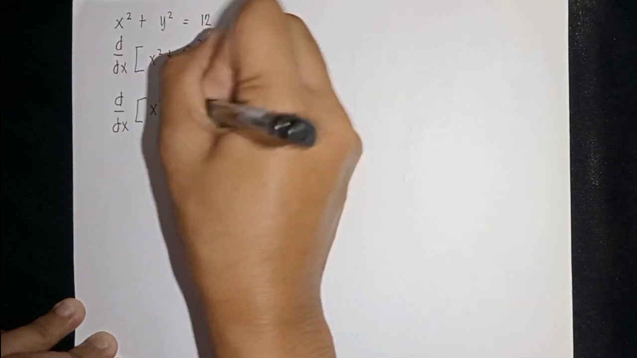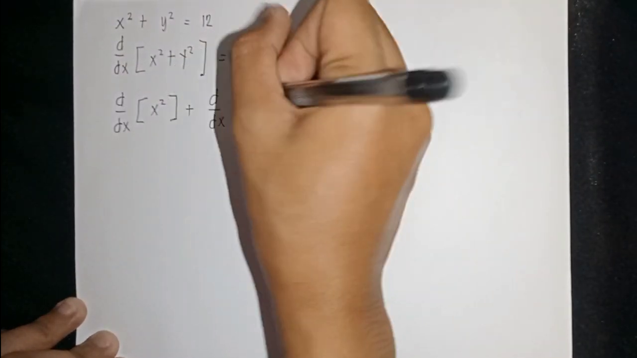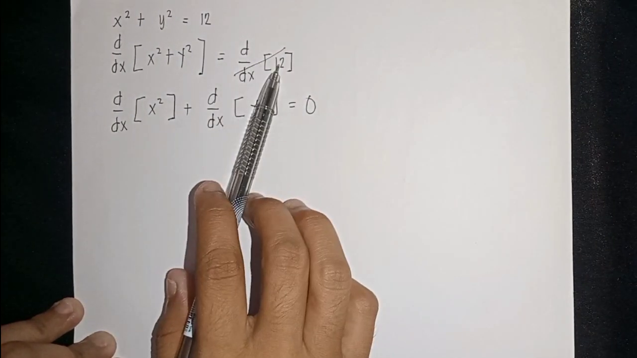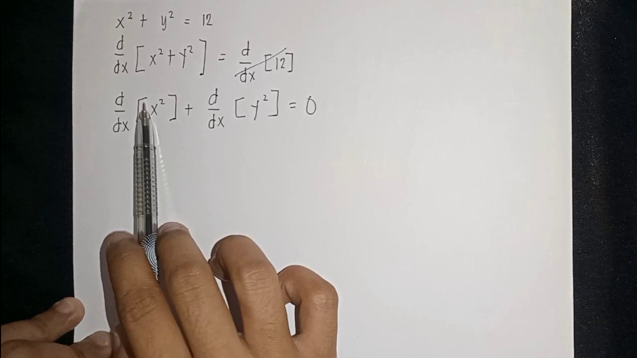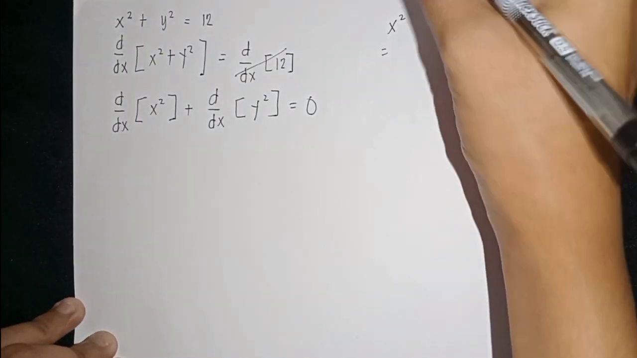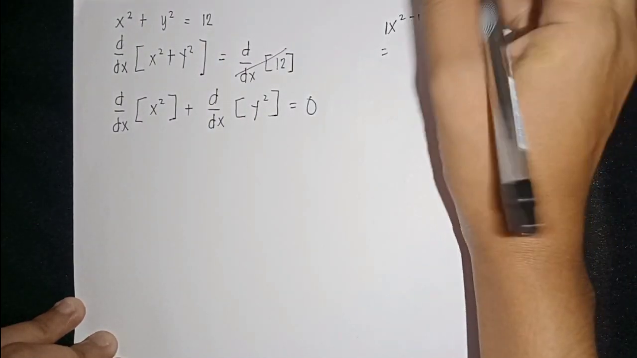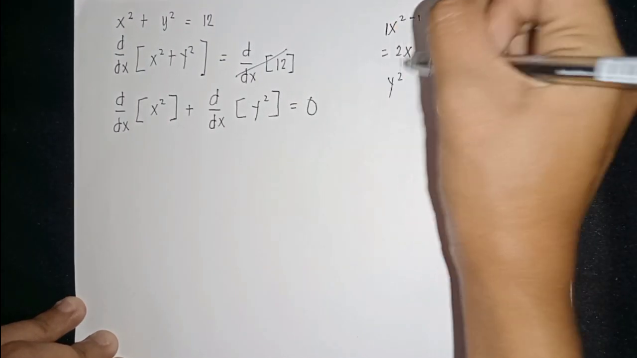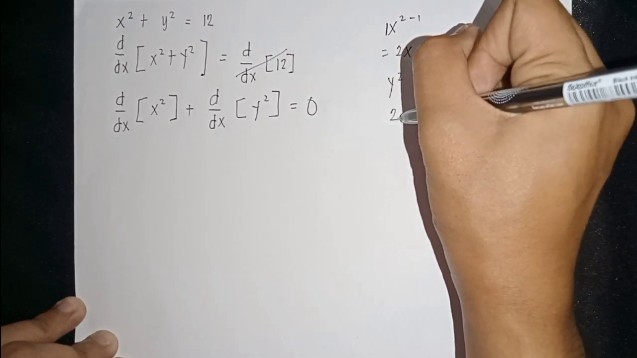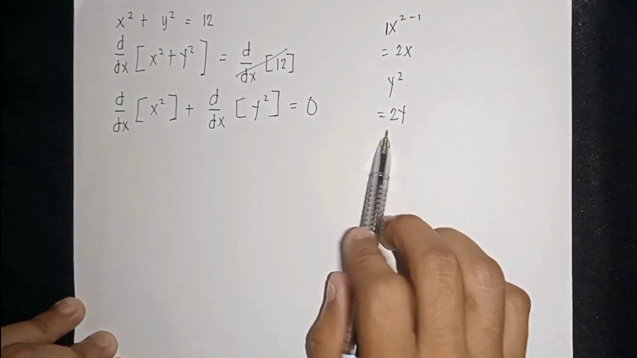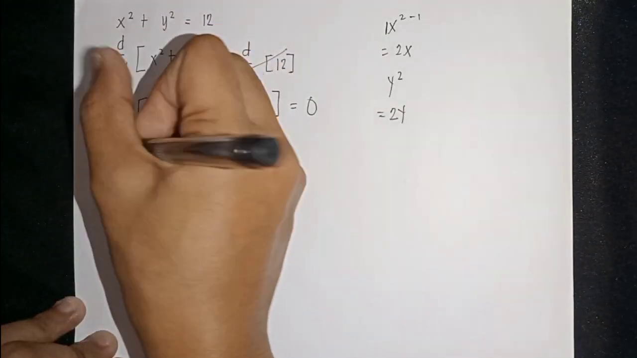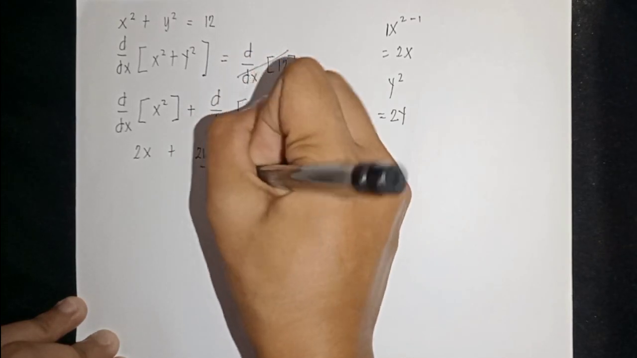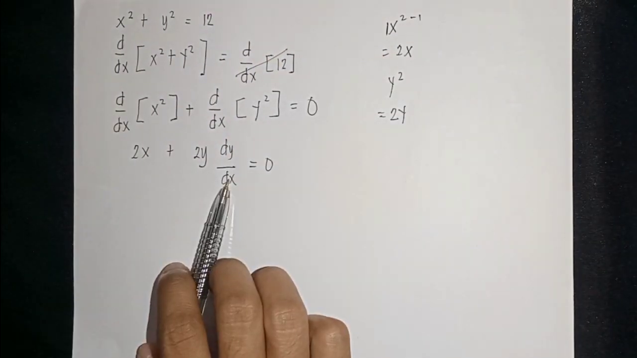The derivative of x squared with respect to x plus the derivative of y squared with respect to x is equal to 0. We notice that the x squared component is easy to differentiate, so we just use the power rule: 2x to the power of 2 minus 1 is equal to 2x, while the derivative of y squared is 2y. So the derivative of x squared is 2x, plus 2y, and then we need to multiply this term by dy over dx, which is equal to 0.